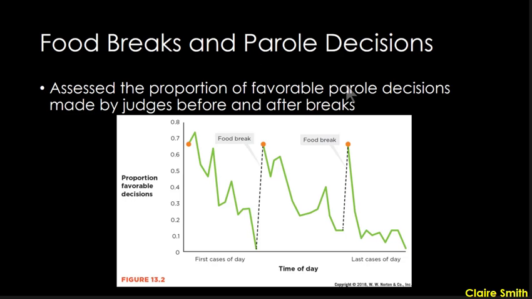So the first study looking at food breaks and parole decisions, again, an interrupted time series design that was a repeated measure. So basically, the study assessed the proportion of favorable parole decisions made by judges before and after food breaks. So they had judges, I forget where this was at. It was in Israeli prisons. And in general, paroles rejected 65% of the time on average. But researchers wanted to see if the time of day or time compared to a break affected decision.